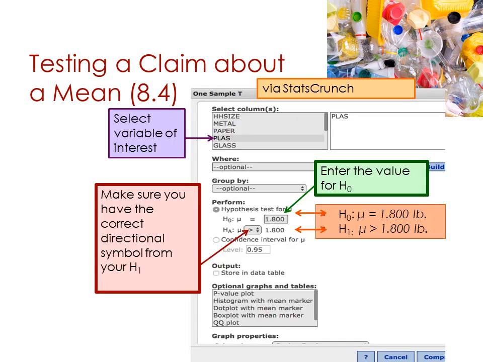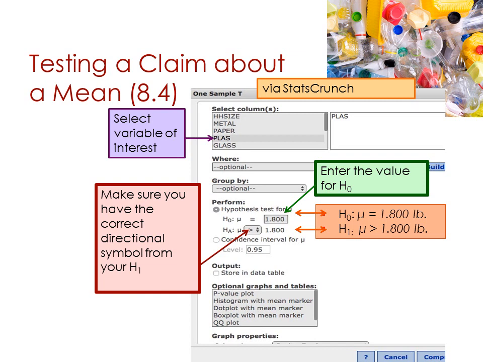Here's how we're going to load this into StatCrunch. You're going to select your variable here. You can see the purple, showing plastic. You select on that, and it moves over into the right-hand column. Next, you need to enter your value for the null hypothesis. Remember, our value was 1.800. So for the hypothesis test, where we see mu equals 1.800, that should match what you have for your null hypothesis.